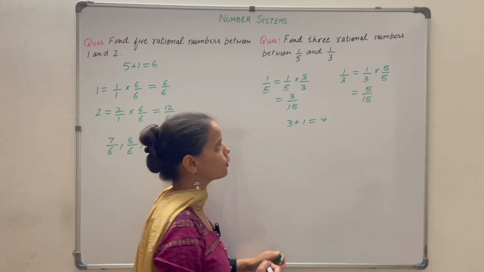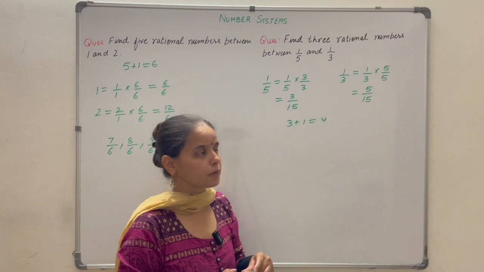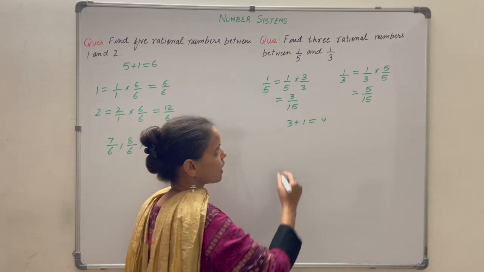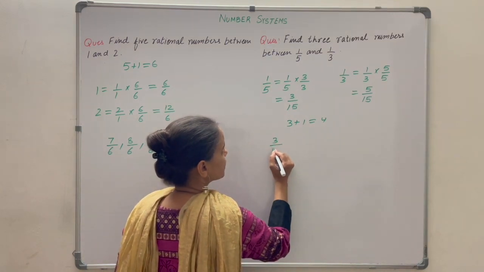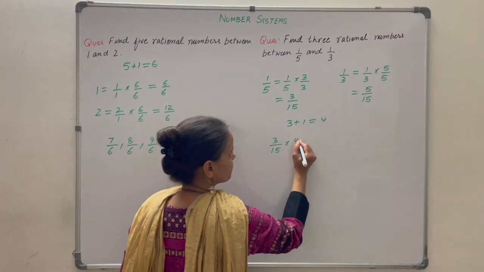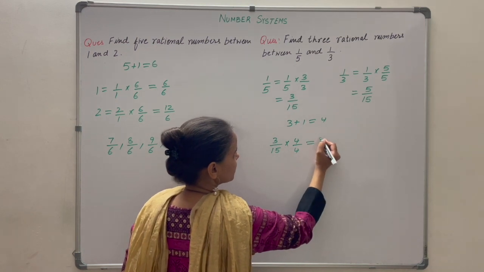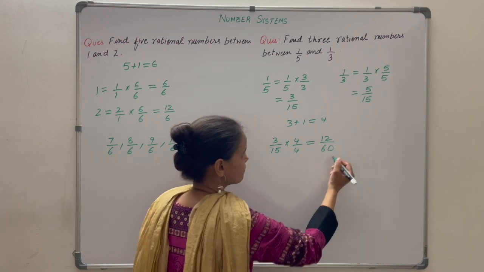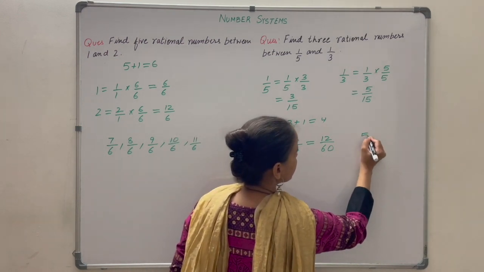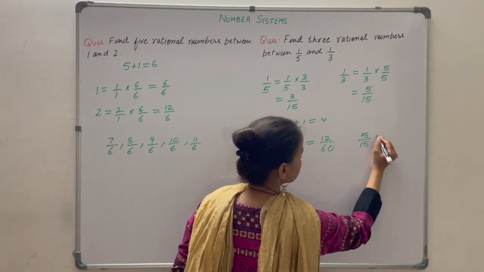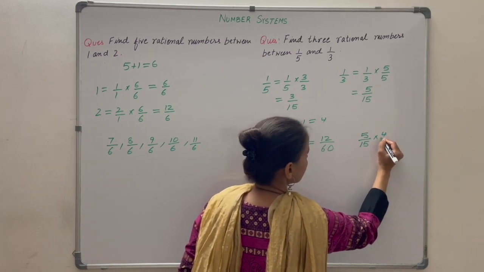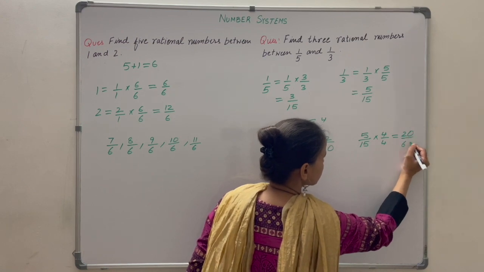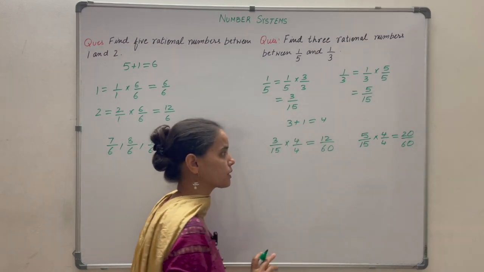So with this method, you can get the sufficient number of rational numbers between two given rational numbers in one step. So 3 by 15, I am going to multiply both numerator and denominator by 4. So what do you get here? 3 4s are 12, 15 4s are 60. Here 5 by 15, I am going to multiply both numerator and denominator by 4. So what do you get here? 20 by 60. So you have sufficient numbers in between.